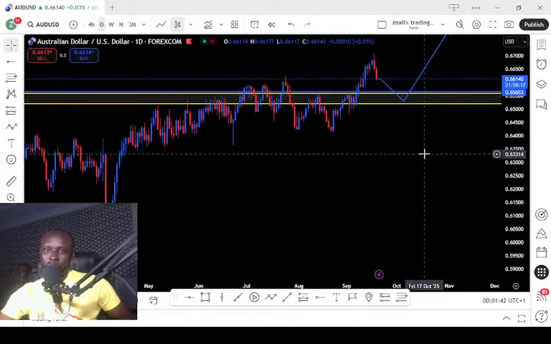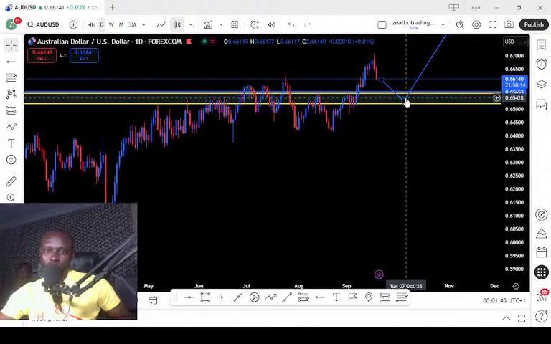So let's wait for price to come to this zone first, and start looking for possible buying opportunity for the Australia USD. If the weekly confirms the buy, we'll take our buy position for the Australia USD.